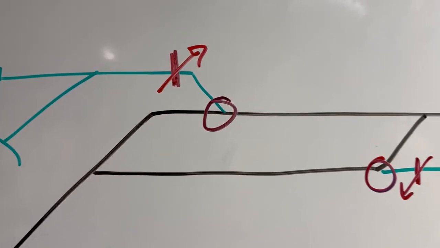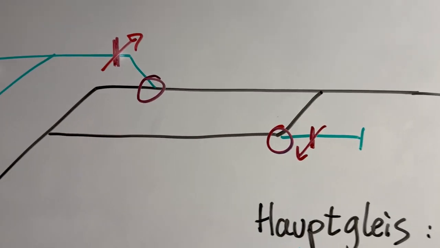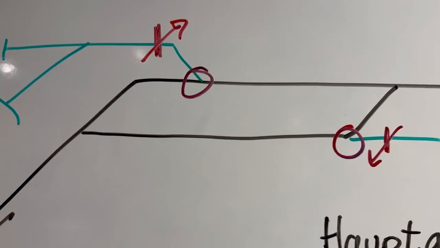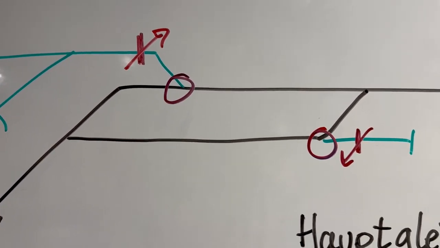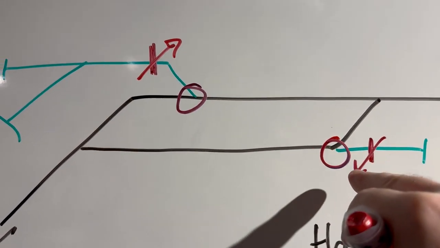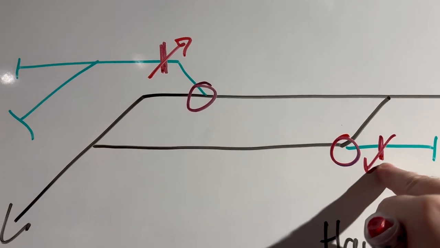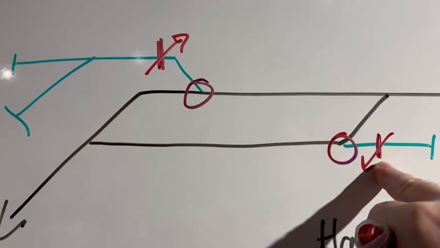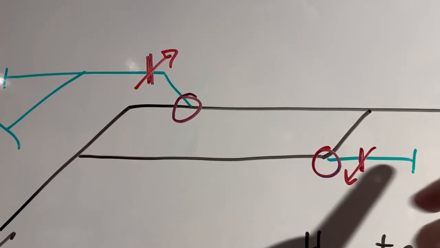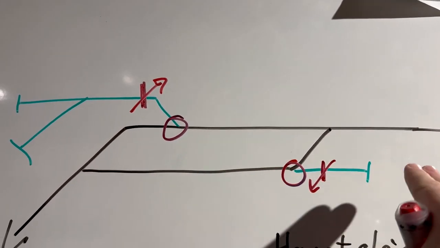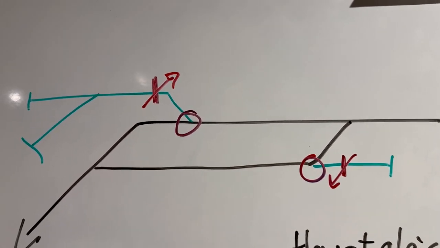So in my signal box, I have two keys, one for the switch and one for the derailleur. Normally these are locked because you only have the normal traffic on the main track.